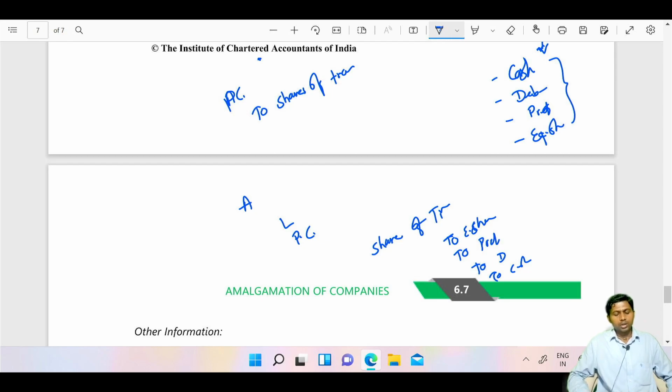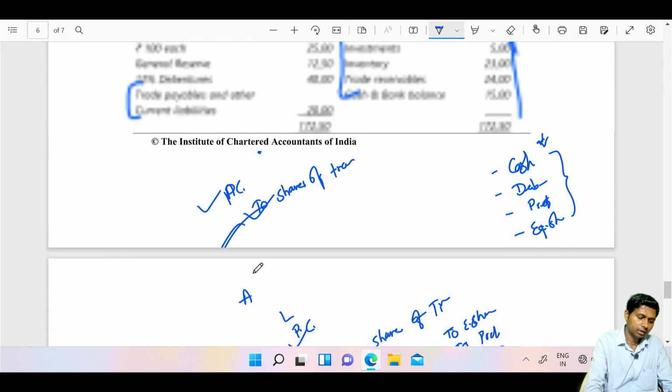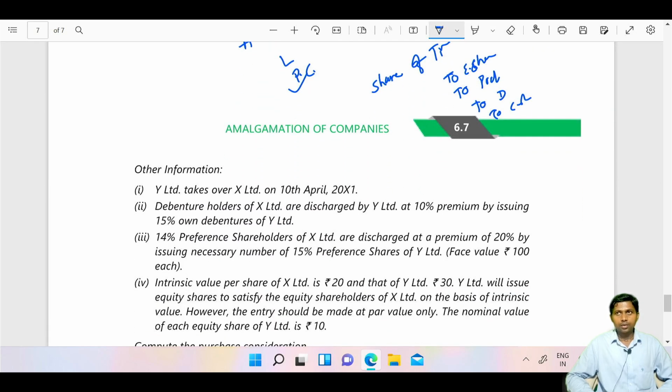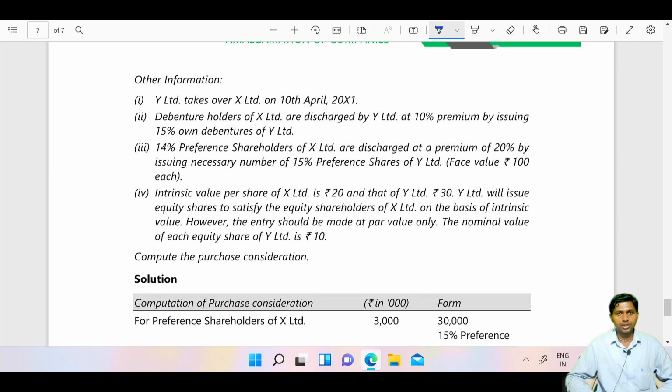PC to shareholders of transferor, asset account debit to liability to PC. That means whatever you have debited in the first entry, you must credit in the second, and whatever you have credited in the first, you must debit in the third entry. Correct? It's very simple. Understood? Now this is about the entries of PC, purchase consideration.